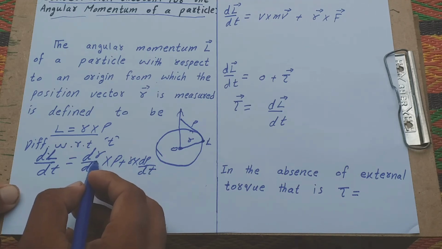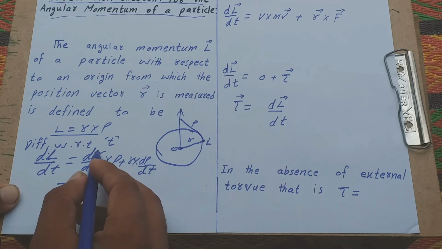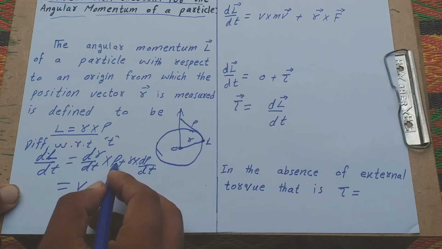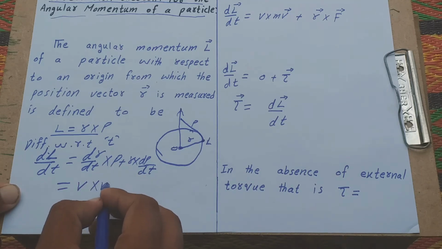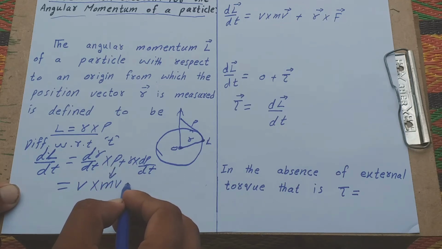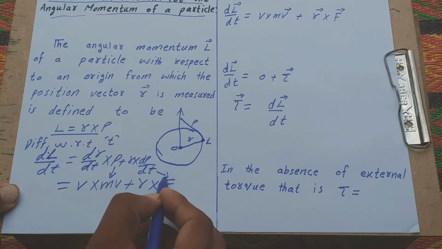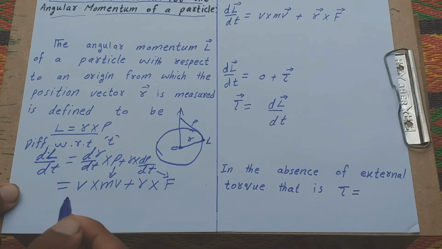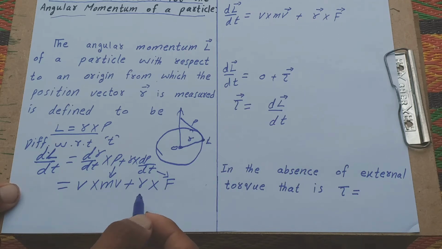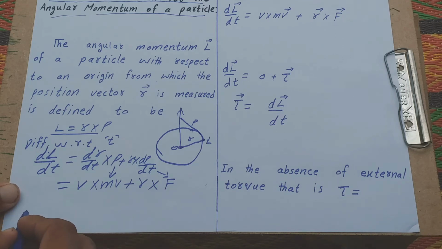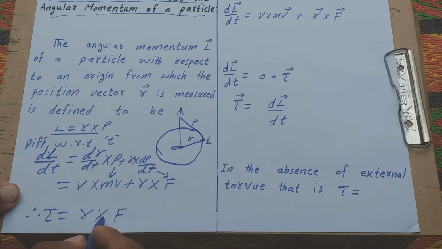dr over dt is equal to velocity. The derivative of position is known as velocity, and we know that momentum p is equal to mv. We also know that the rate of change of momentum is known as force. Here we find the torque. What is torque? Torque is the cross product of position and force, denoted by tau.